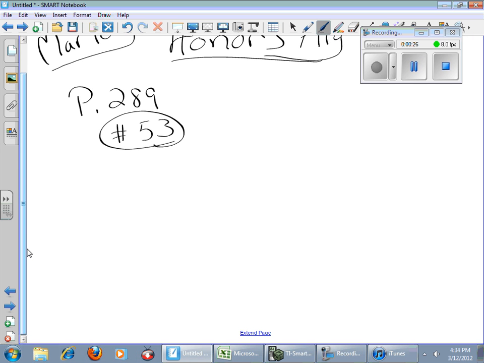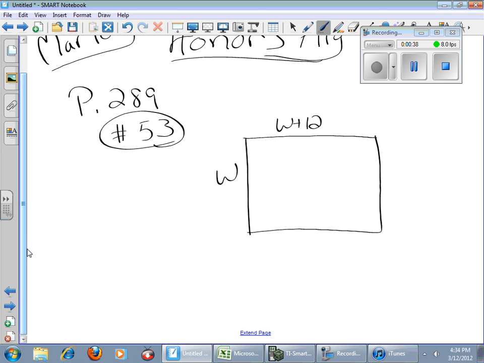The length of Jillian's rectangular garden is 12 feet greater than its width. So I know that if the width is W, the length is W plus 12, right? Consequently, the area would be a product of those two, or W squared plus 12W.